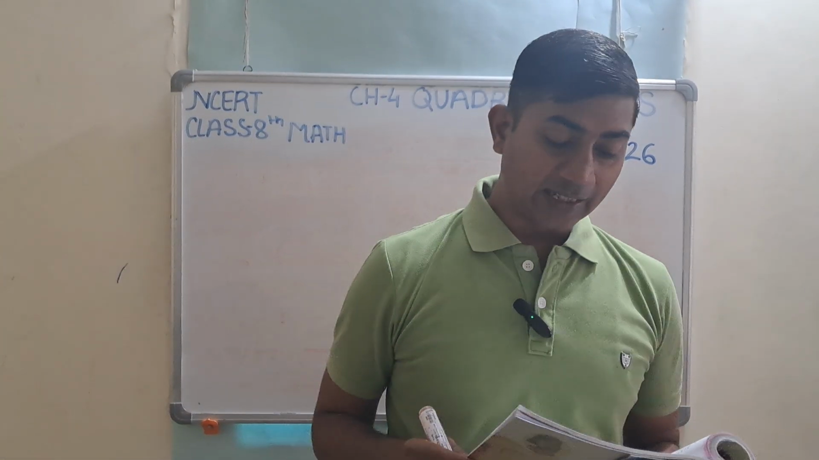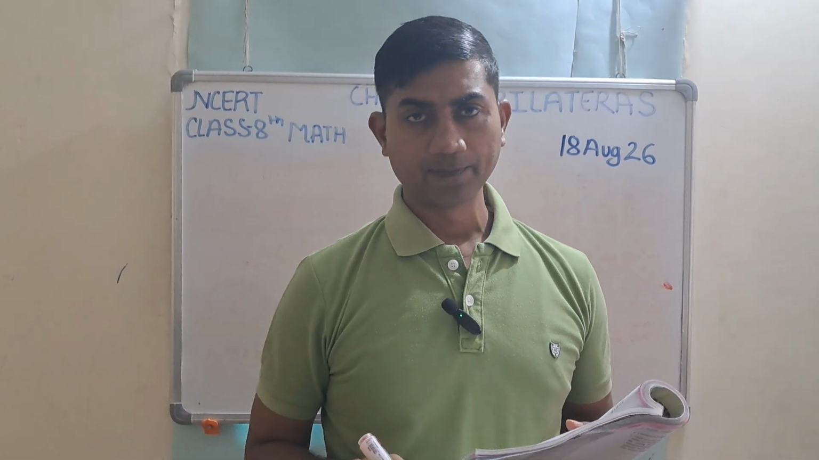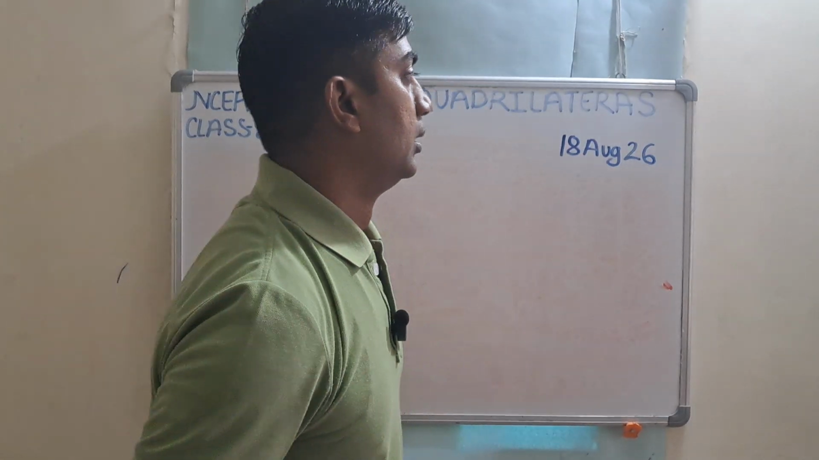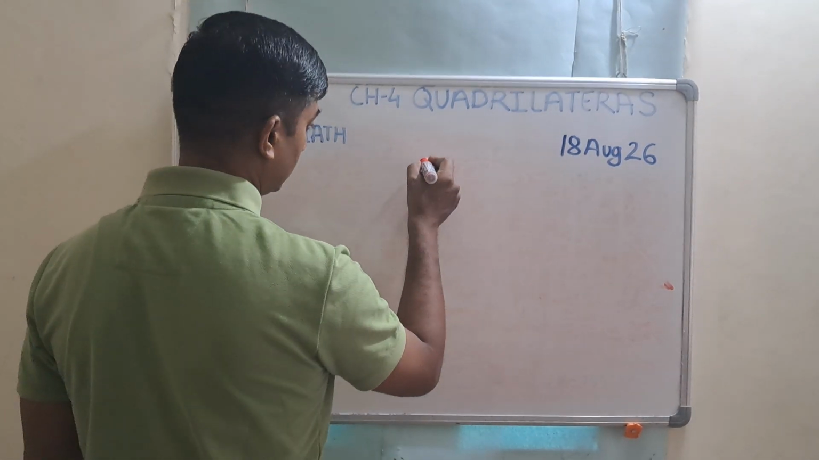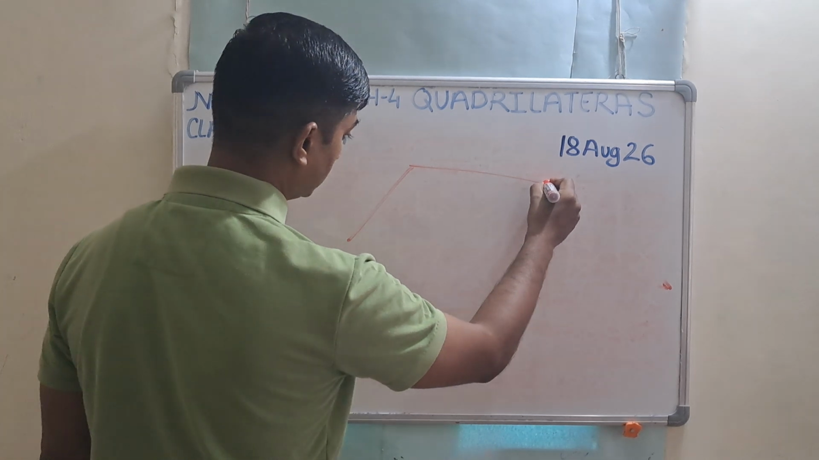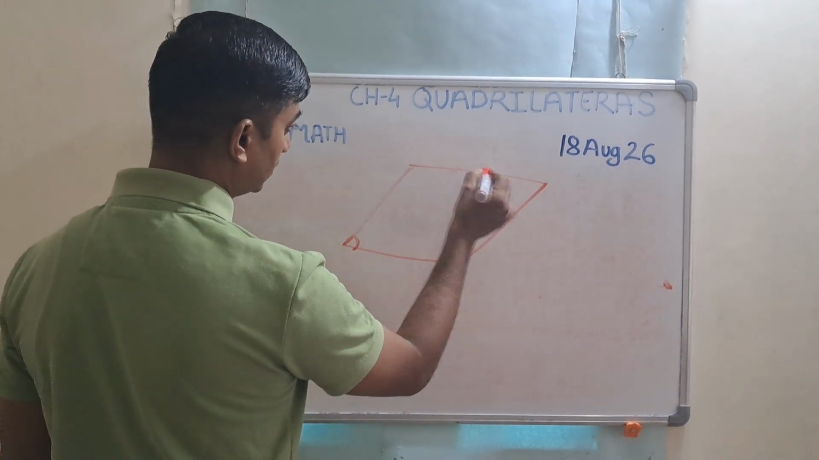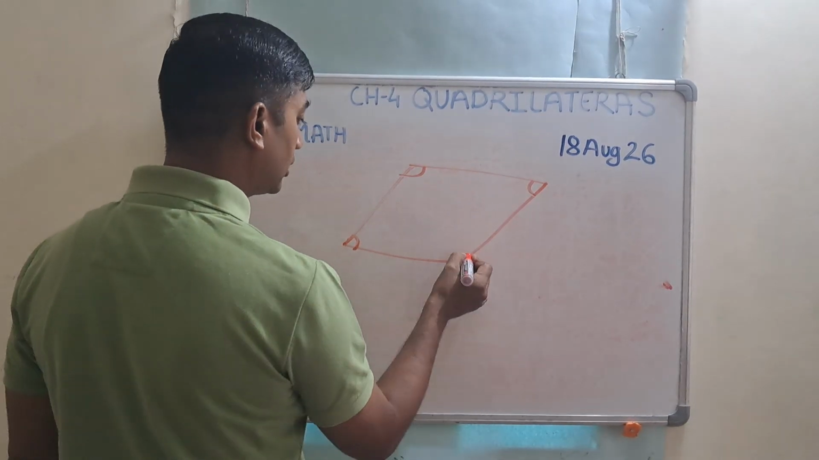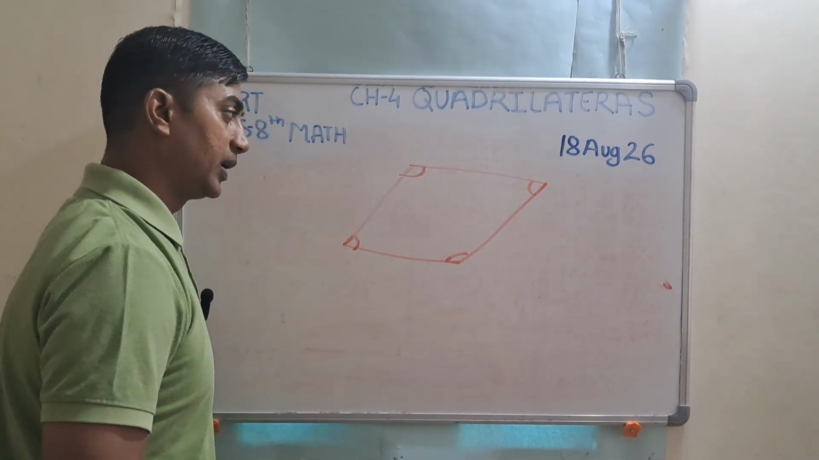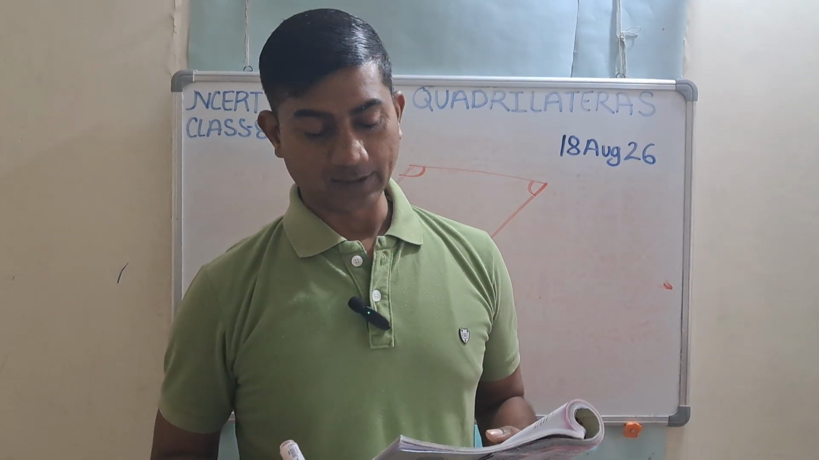Fifth one, a quadrilateral in which opposite angles are equal must be a parallelogram. We have seen that in a parallelogram, opposite angles are equal. Understood? So it is definitely a parallelogram. So your 5 is correct.